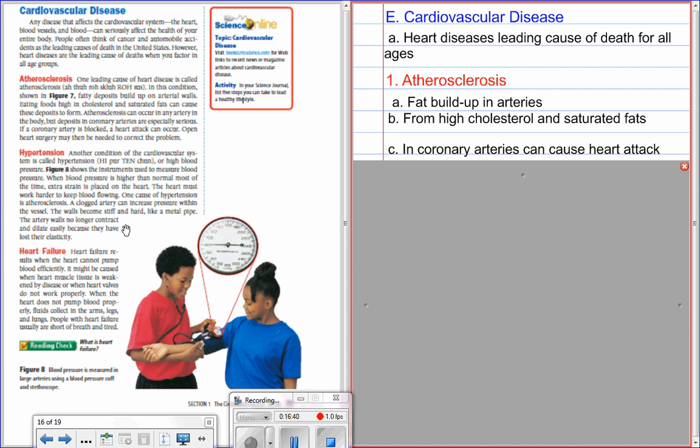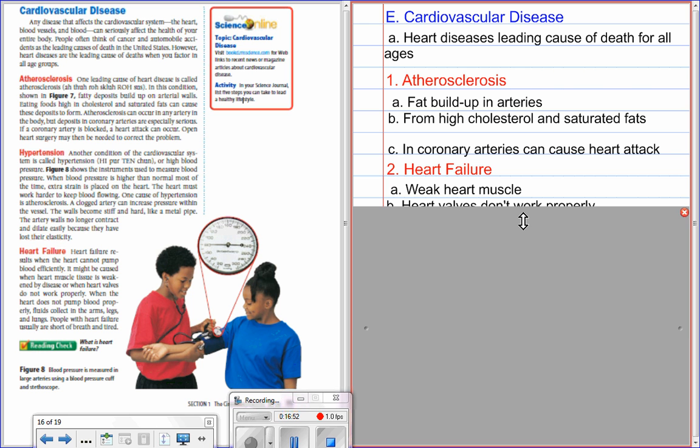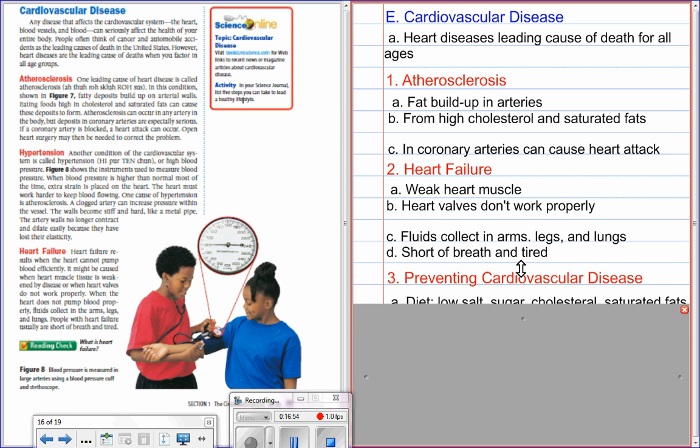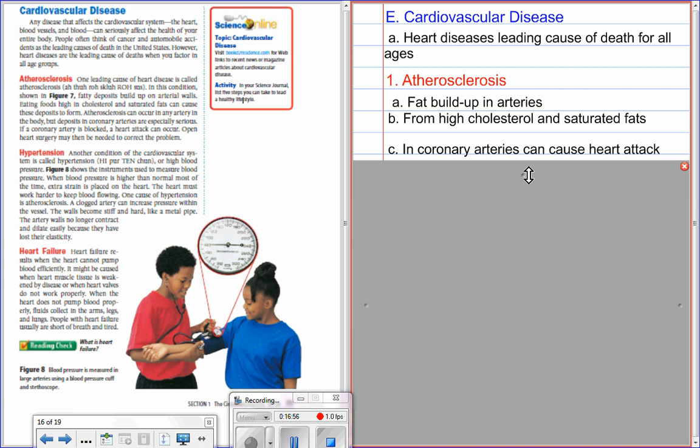Okay, so we'll talk tomorrow a little bit about what that really looks like. But high blood pressure makes your heart work faster. Oh no! I missed, oh my goodness. I'm a mess.